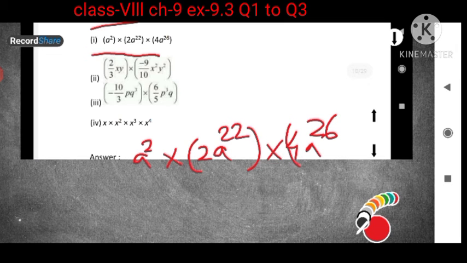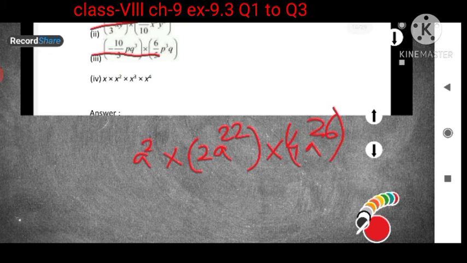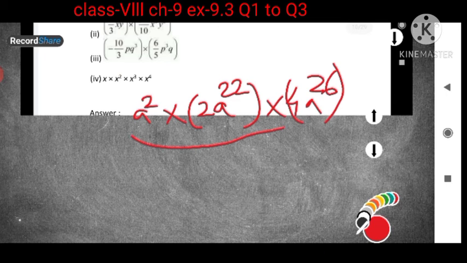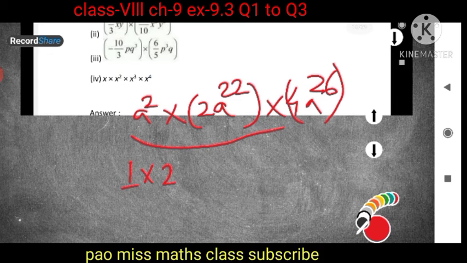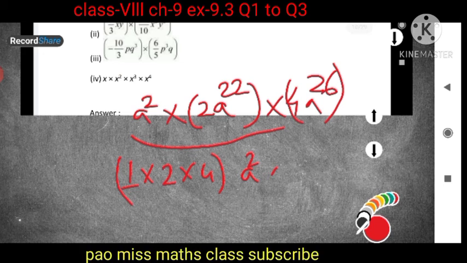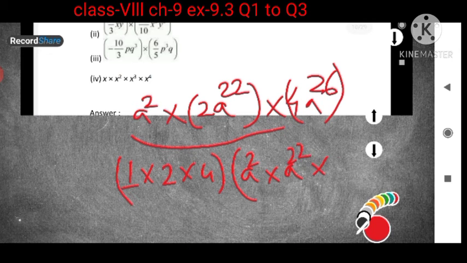This is the given question. Now we have to do what? Multiply, isn't it? Now you will multiply all the coefficients first. What is the coefficient of a square here? The coefficient of a square is 1. 1 into 2 into 4, isn't it? Then what is remaining here? a square multiplied with a to the power 22 multiplied with a to the power 26.